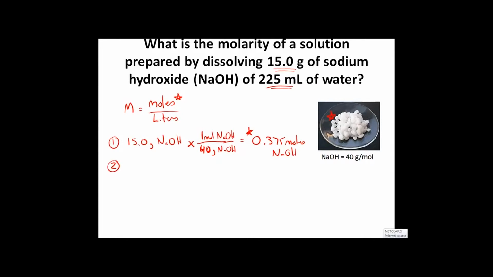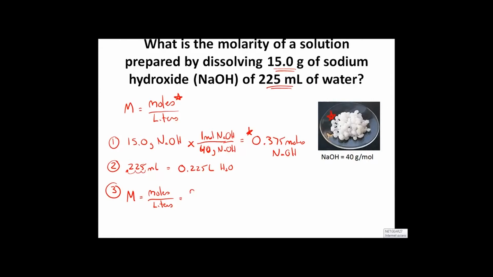The second thing we're going to do is take our 225 milliliters of water and convert that to liters. Now the simplest way we could do it would be to just go 1, 2, 3 to move our decimal point over 3 places to the left, which would give me 0.225 liters of H2O solvent. Now we're all set. The third step is going to be to plug in the numbers into the molarity formula. Now molarity equals moles divided by liters.